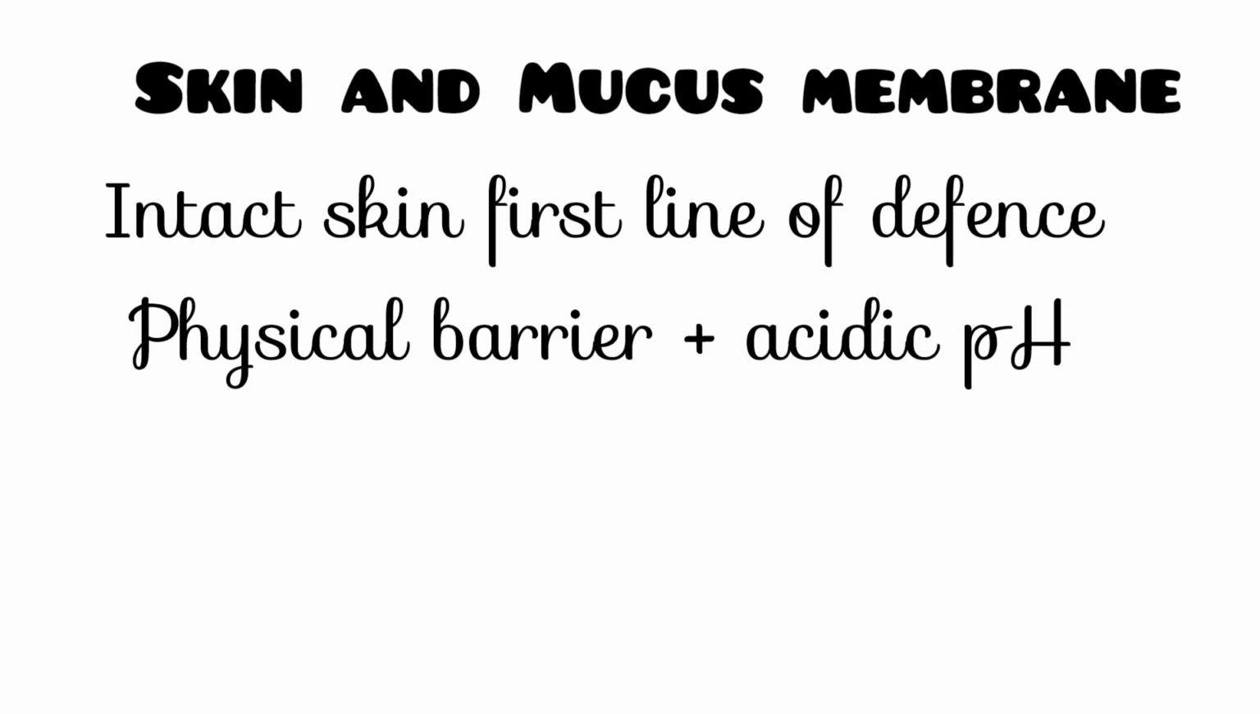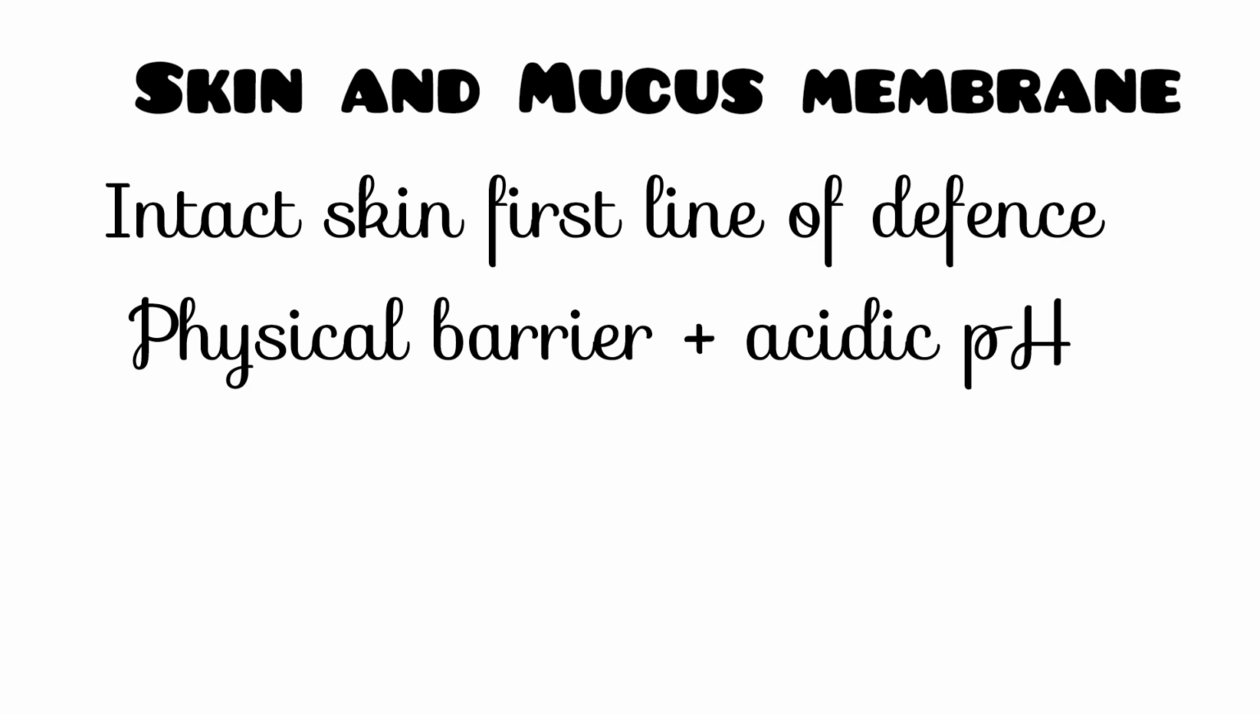And now we will go through the skin and the mucous membranes. The intact skin is the first line of defense against many organisms. In addition to the physical barrier that is provided by the skin, the fatty acids secreted by sebaceous glands in the skin have antimicrobial and antifungal activity, and this increase in fatty acid production at puberty explains the resistance to ringworm fungal infections that occur at the time of puberty.